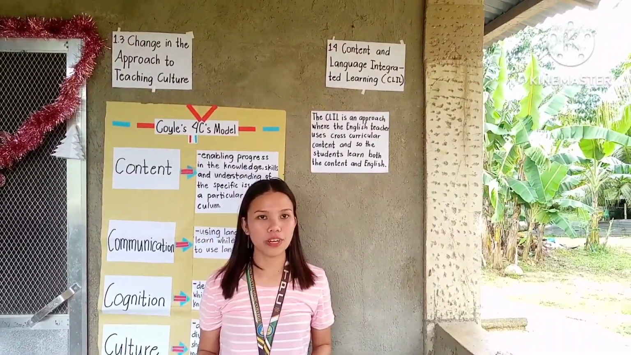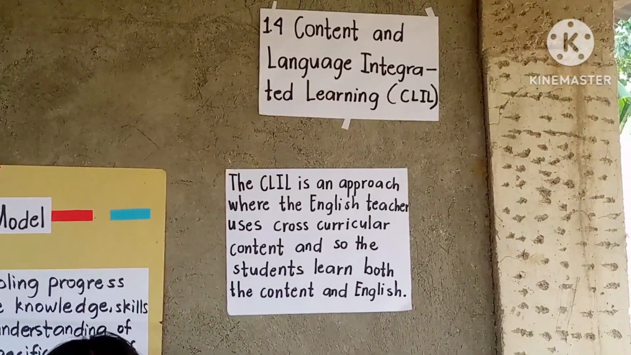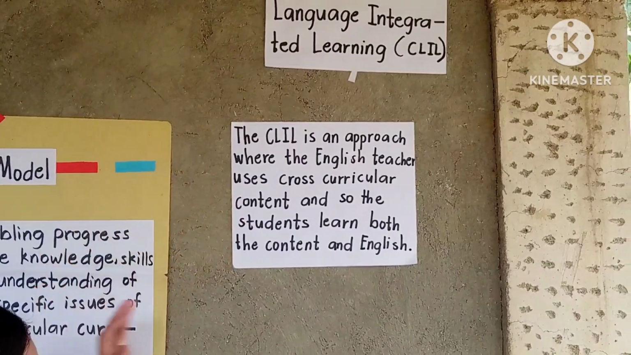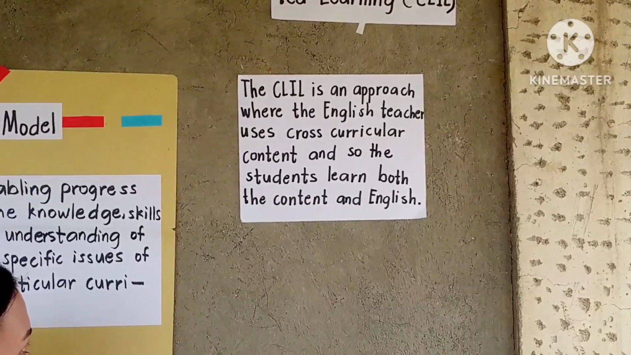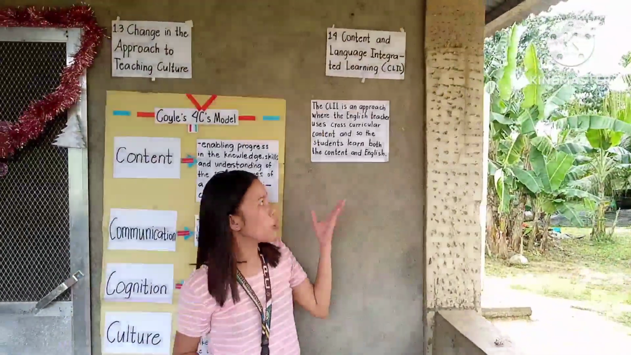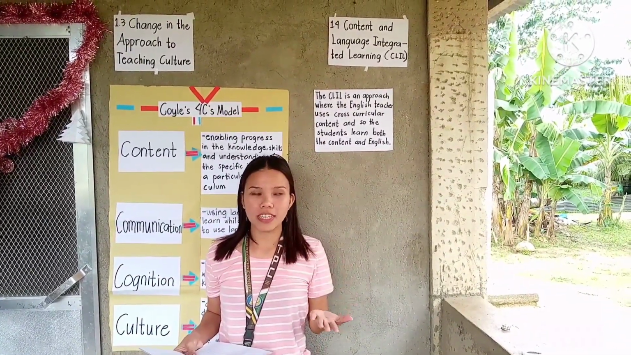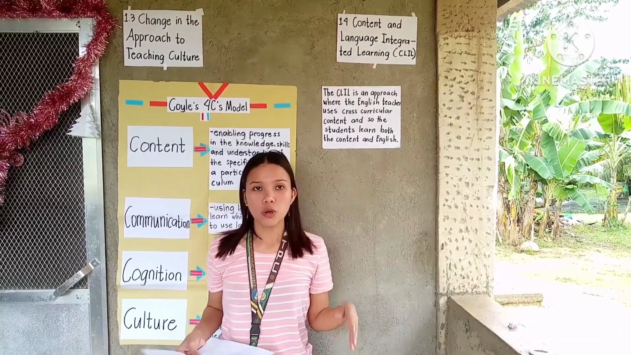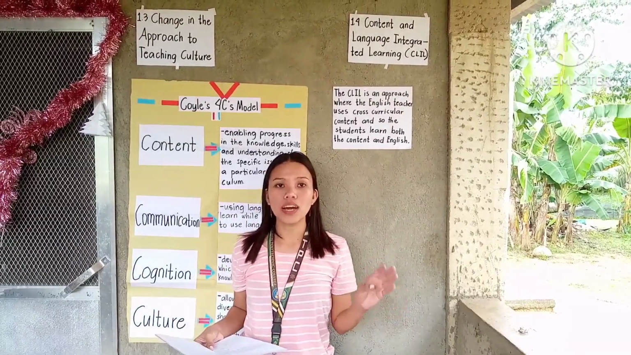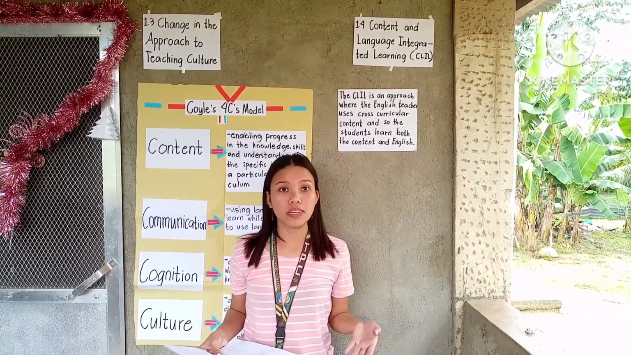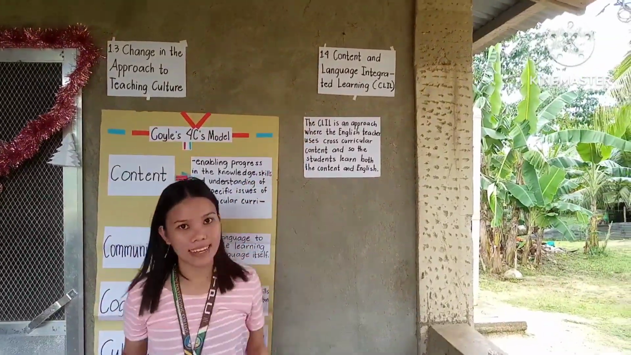Now let's move on to our next topic, which is Content and Language Integrated Learning or CLIL. CLIL is an approach where the English teacher uses cross-curricular content as the students learn about content and English. For example, if Ma'am Ash teaches us science, we, the students, are not just learning the content of science, but also the language she uses during her discussion. So that is what we call the CLIL approach.